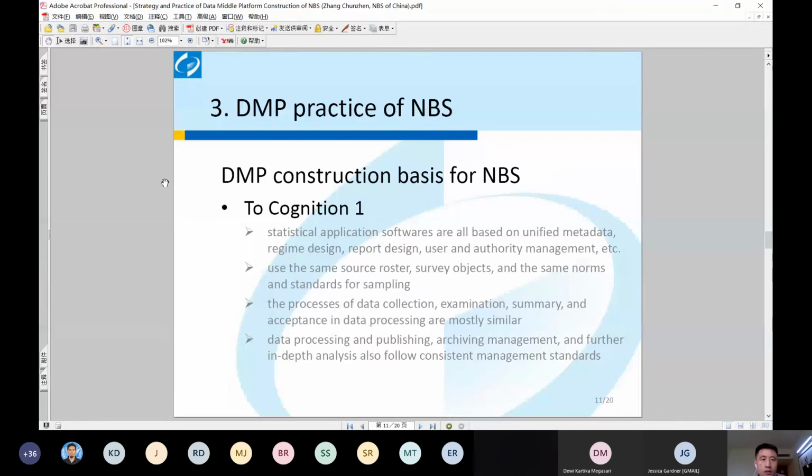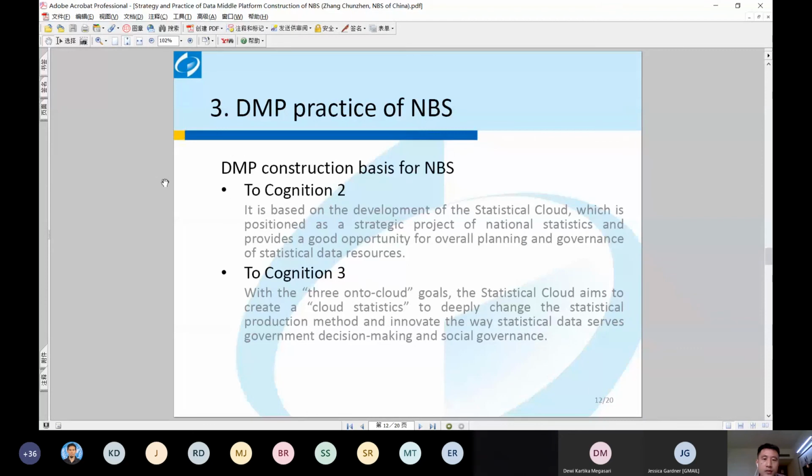And to cognition 2, it is based on the development of the statistical cloud, which is positioned by the NBS as a strategic project of national statistics and provides a good opportunity for overall planning and governance of statistical data resources. Well, to cognition 3, with the 3 cloud goals, the statistical cloud aims to create a cloud statistics to deeply change the statistical production method and innovate the way statistical data serves government decision-making and social governance.